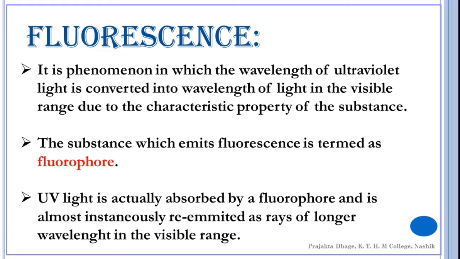Now there are three types of fluorescence. First is autofluorescence, second is secondary fluorescence or fluorochromy, and third is induced fluorescence. Autofluorescence is also referred to as natural or primary fluorescence. It is the one which is present in the cells or tissues without any staining.